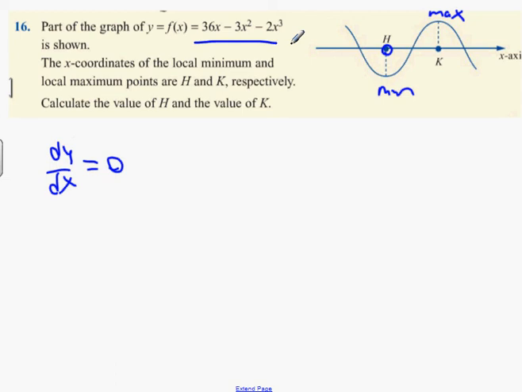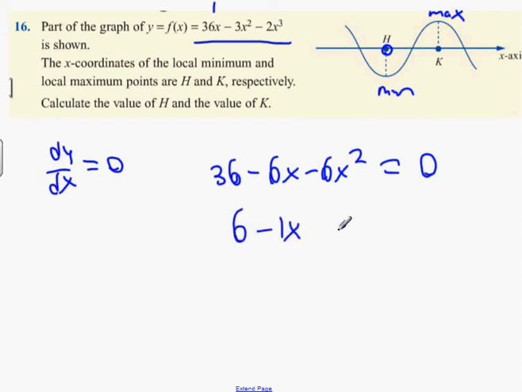So what happens when you differentiate this, David? 36 minus 6x minus 6x squared, and that will equal 0. You know what to do next? Divide by 6: 6 minus x minus x squared equals 0. And then there's something wrong with this. It's not the usual quadratic equation we do. So any idea how to fix it?